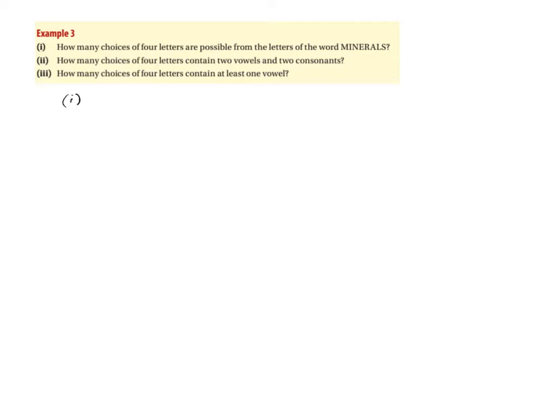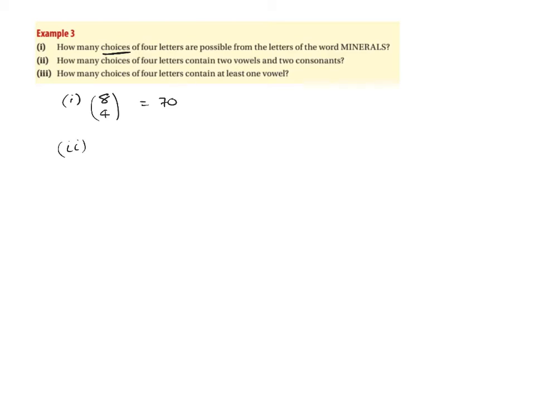So, choices of 4 letters possible from the letters minerals. So let's count out how many we have. As soon as we see the word choices, we know it's choose. So that's the C. And we've got 1, 2, 3, 4, 5, 6, 7, 8. So we're choosing from 8, and we need to choose 4 letters. So it's just 8 choose 4, which is equal to 70 different ways. So that one's nice and straightforward.